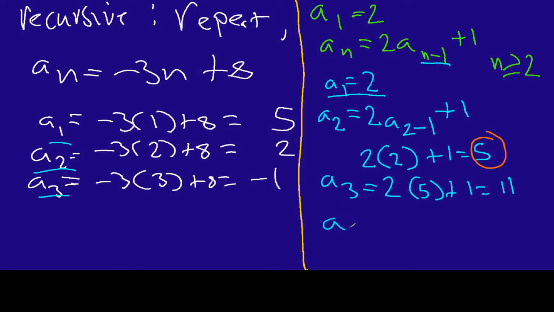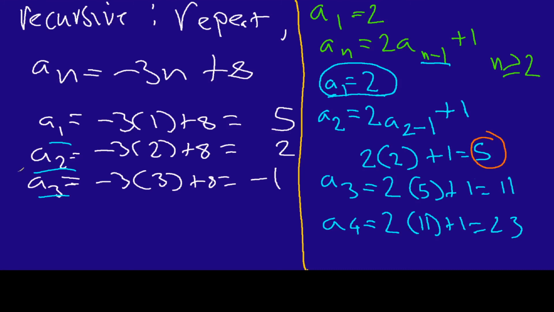And so for a sub 4, you repeat the process. This time I plug in the result from step 3, a sub 3. So I put in 11 plus 1, and I'm going to get 23. And so you can see one of the major differences is this. When you're doing the recursive formula, which is all this information on the right, you are using the output from the previous term to calculate the current term. And then you repeat this process.